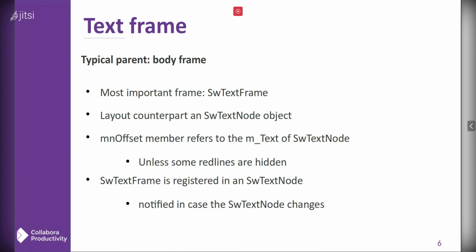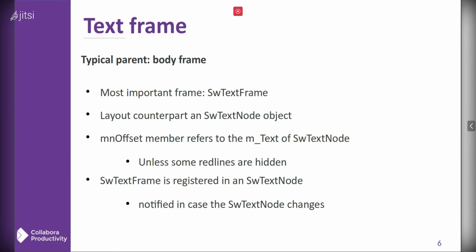And after that, there is some notification mechanism between these frames and nodes. So the SwTextFrame is registered in the text node, which means that in case you as a user modify the text node, let's say you delete some character or insert one, then this text node will know what are the text frames to notify.